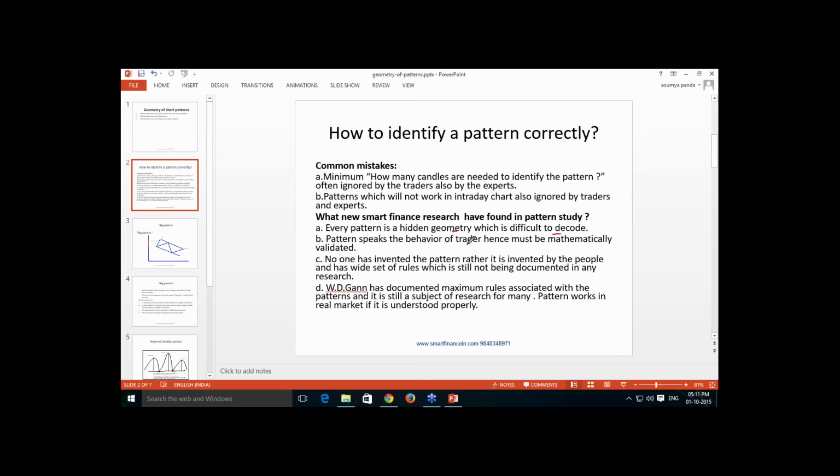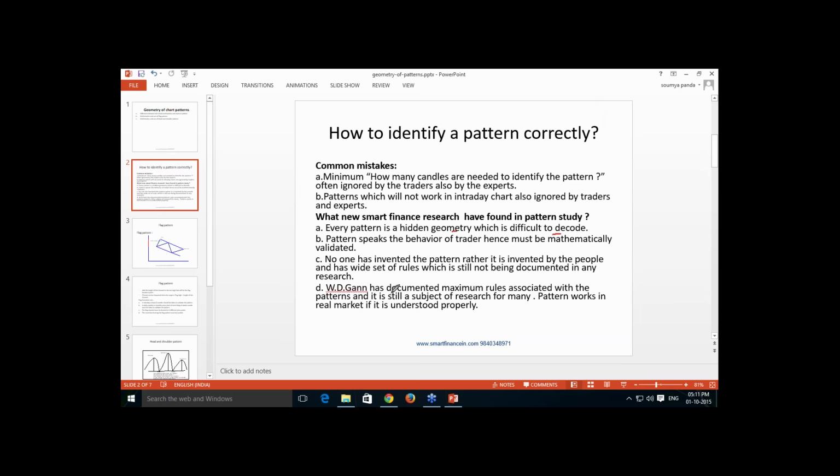Who invented these patterns? Whenever we talk about oscillators and indicators, some experts, some scientists have developed them. But these patterns have never been invented by anyone. It is by the traders. Traders have invented it. And many patterns that some experts used to speak on, those patterns have never been documented anywhere else.